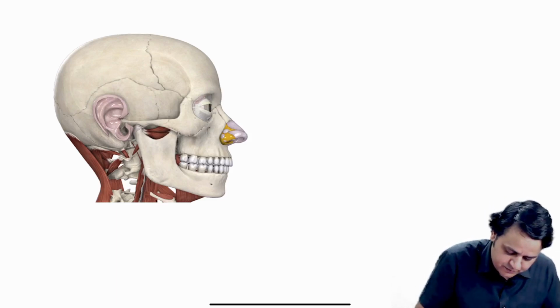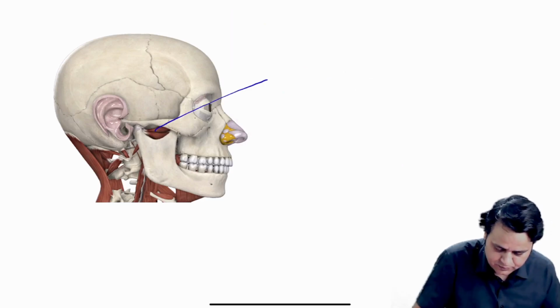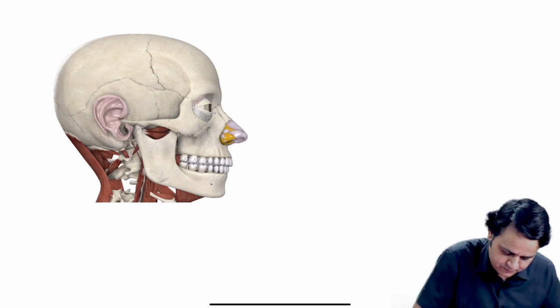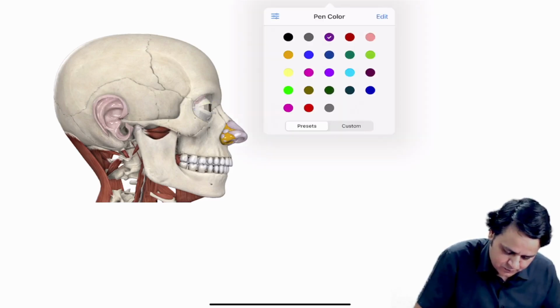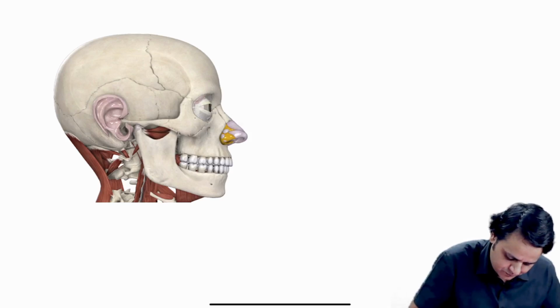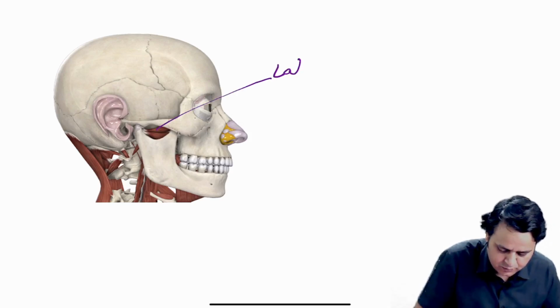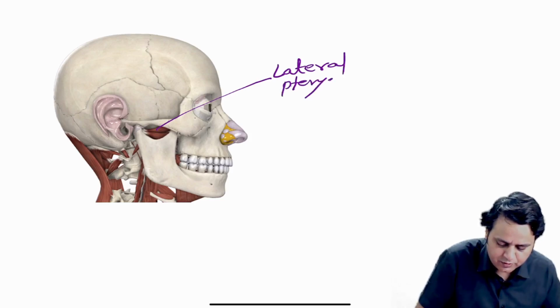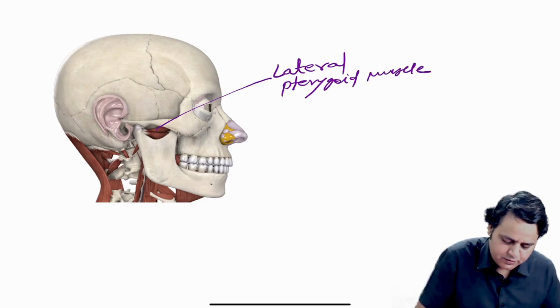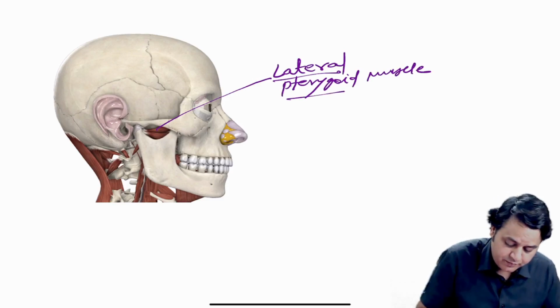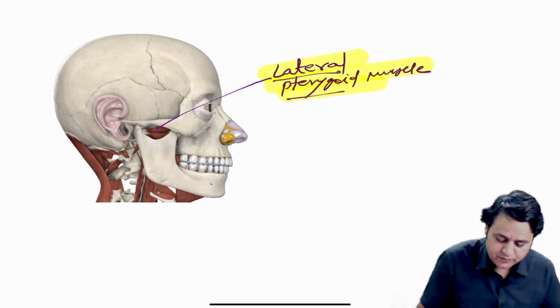So this muscle is the lateral pterygoid. This is the lateral pterygoid muscle. This is very important. This is the lateral pterygoid muscle.